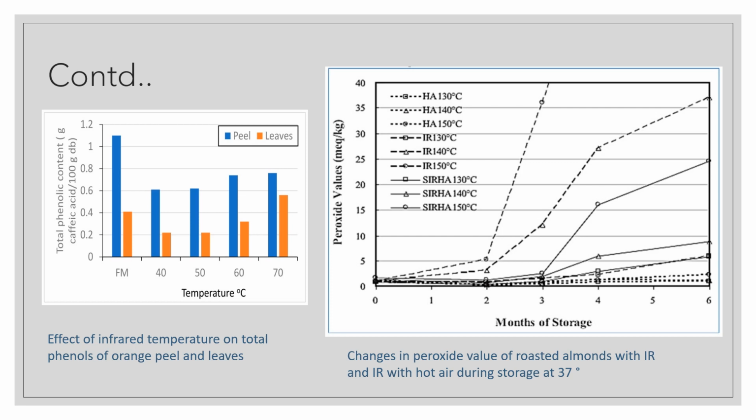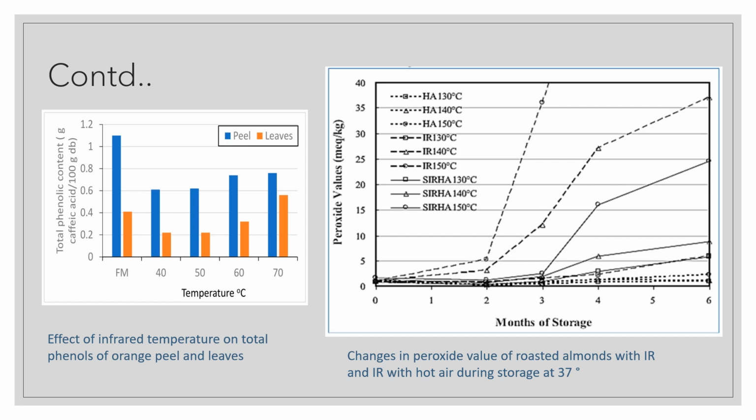when the peels and the leaves were exposed to infrared heating at higher temperatures, there was more phenolic content, but at lower temperatures such as 40 to 50, there was less phenolic content, because at higher temperatures the phenols resist thermal breakdown. So at higher temperatures the antioxidant activity of the orange peels and leaves was restored.